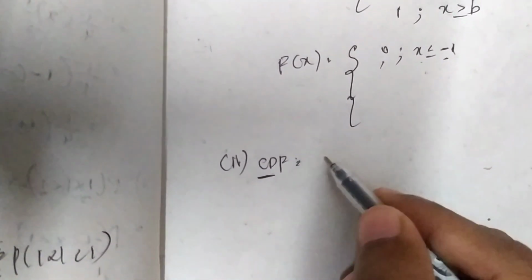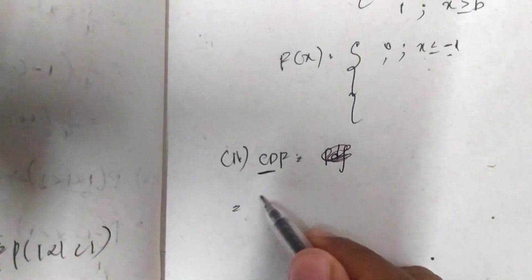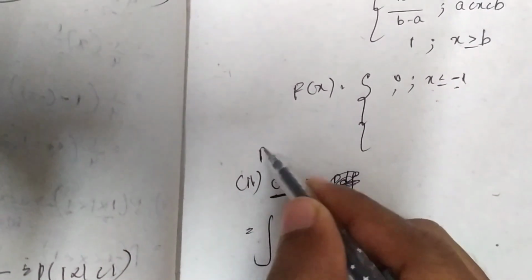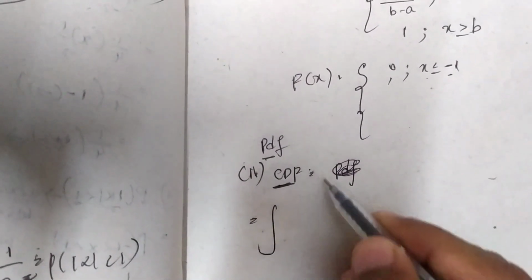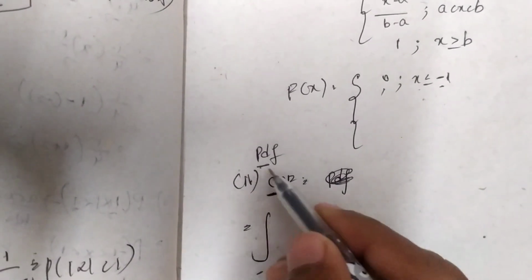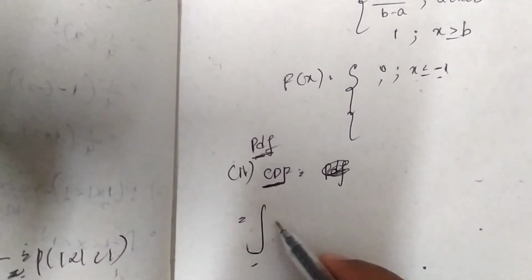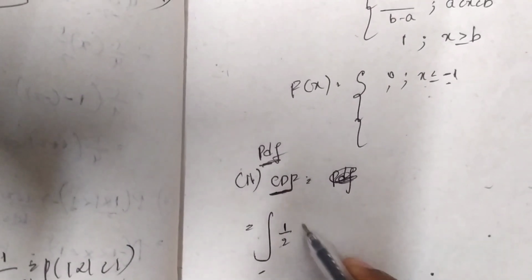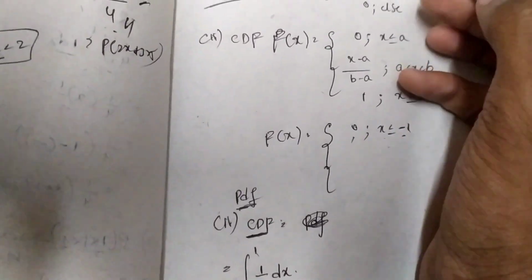The second one means we have to find the CDF. To go from PDF to CDF we have to use integration. That is the key point: we already know the PDF value, and to convert PDF to CDF we use integration. So for finding the CDF value, we integrate the PDF, which is 1 by 2 dx, from minus 1 to 1. The condition is minus 1 to 1.